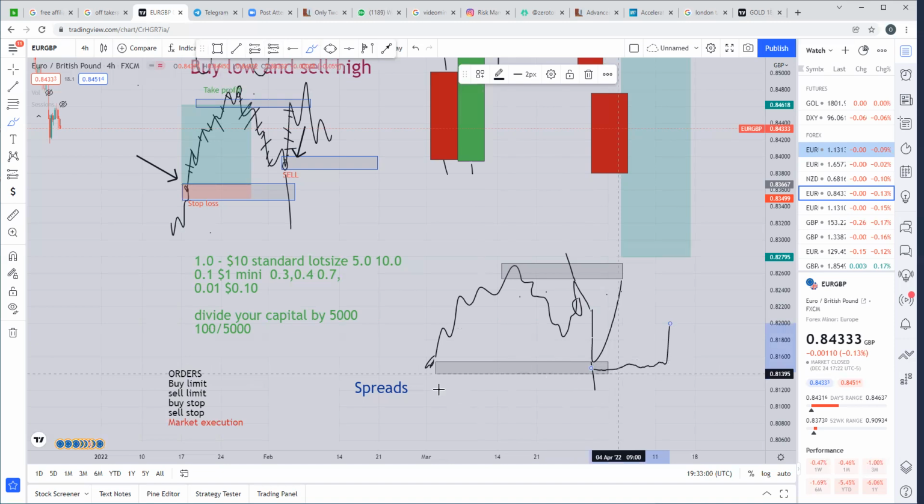Okay, now what about buy stop? What buy stop means is that this market is already buying here, but the way I'm looking at it, if it gets to this point, I want it to continue buying. That means that this buy movement is a valid one.